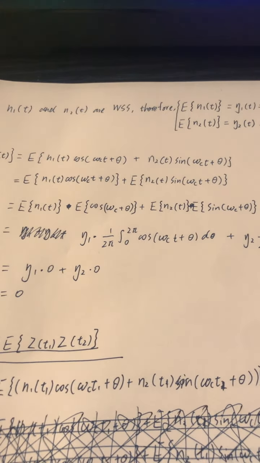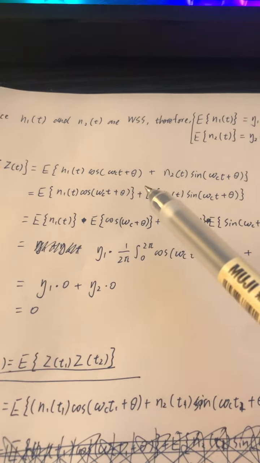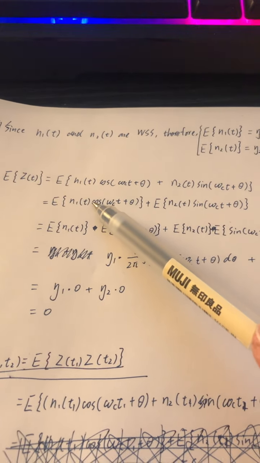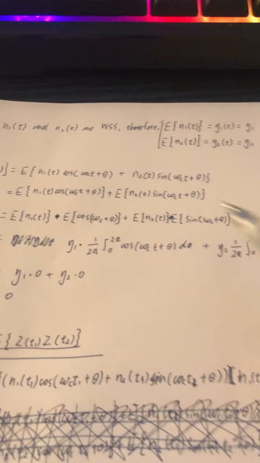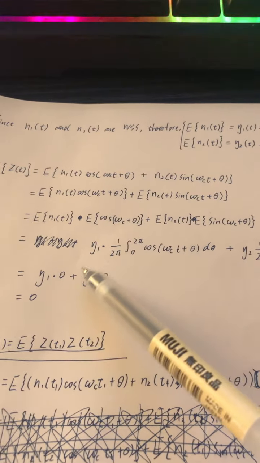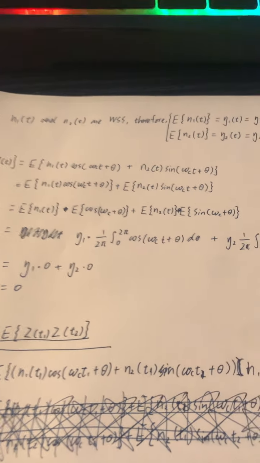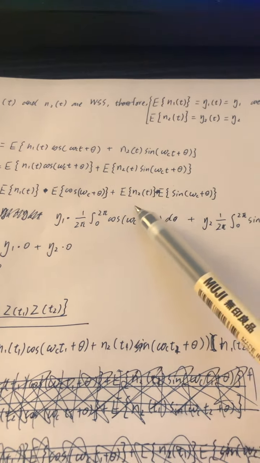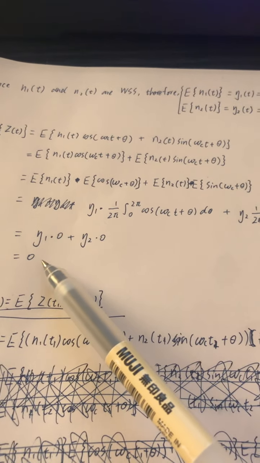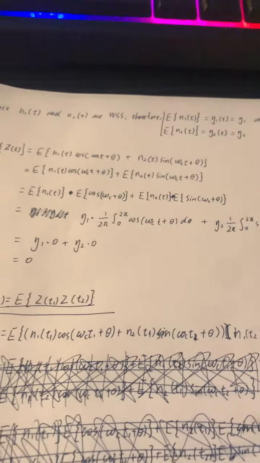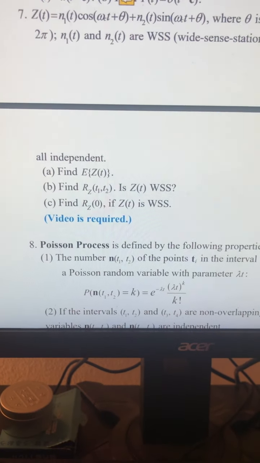then it can be separated because of this plus symbol, it can separate into two parts, and here is a multiply symbol, so it can be turned into these two parts plus these two parts, which is the same as the previous one. And since they are WSS, it is the same as the first mean, and here is the second mean, and then this part can be written into this form, and this part here can be written into this form, and then the result is 0, since this part is equal to 0 and this part is equal to 0. And then for the second one, find R_Z(t1, t2) and whether Z(t) is WSS.